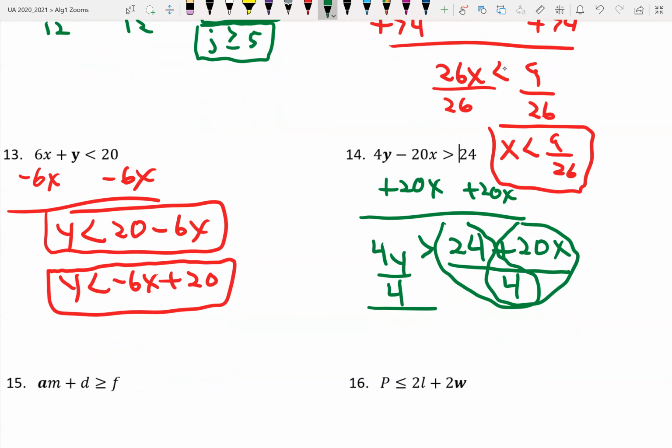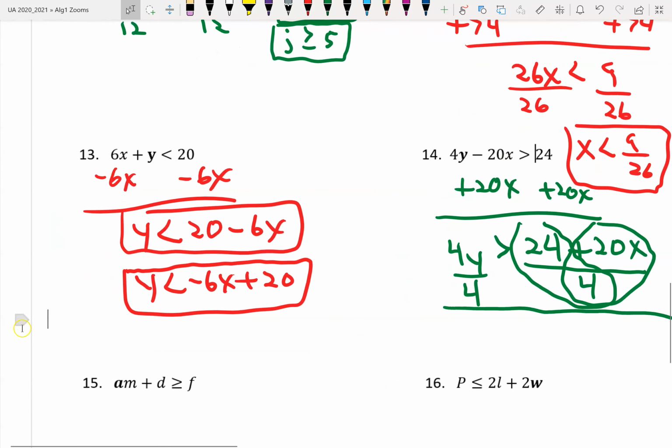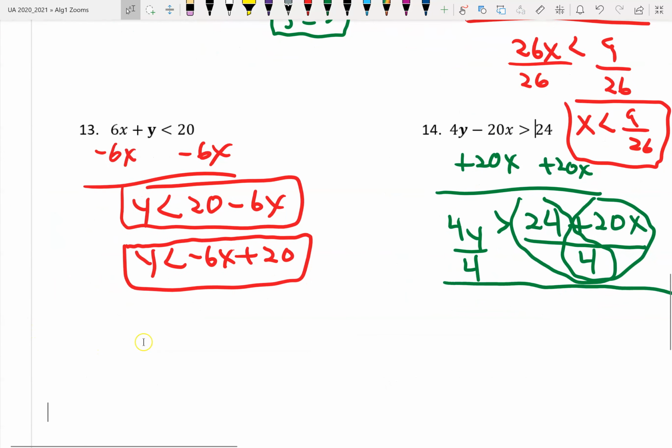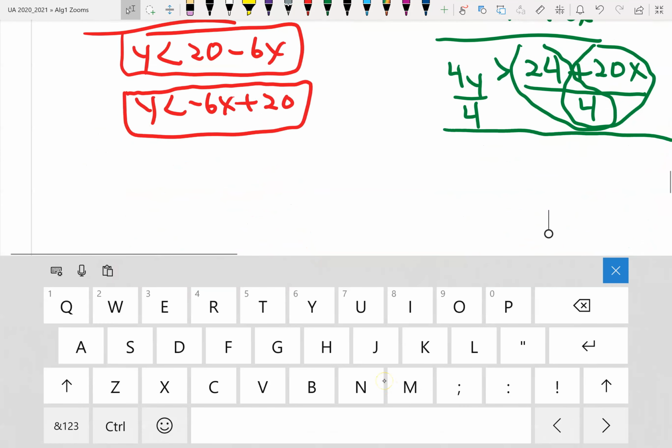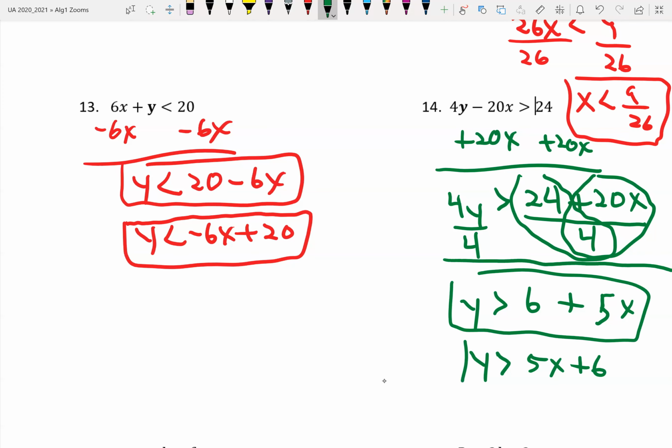So we have y greater than 24 divided by 4 is 6. 20x divided by 4 is 5x. Equivalently, that's y is greater than 5x plus 6. Either of these are correct.